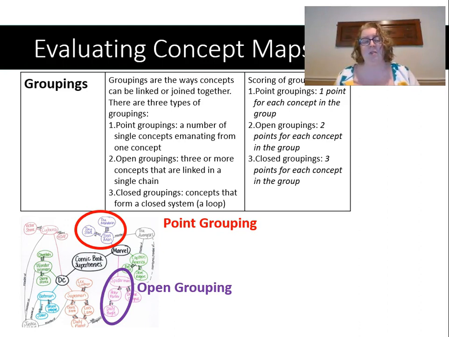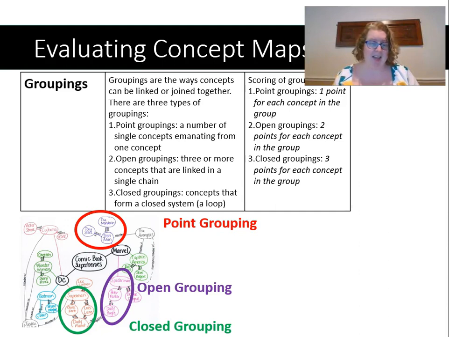And finally, the most complex way that we could have a grouping is a closed grouping, and that's where things form a closed system or a loop. So if we look at the Superman example, that's a closed grouping. We have Superman to Clark Kent to the Daily Planet, which goes back to Lois Lane, who goes back to Superman. So it's a closed grouping, it's a loop. So look at your example.